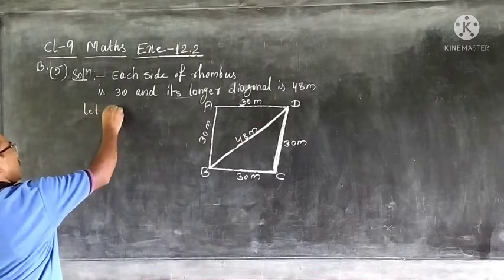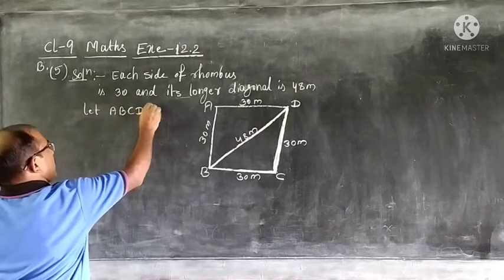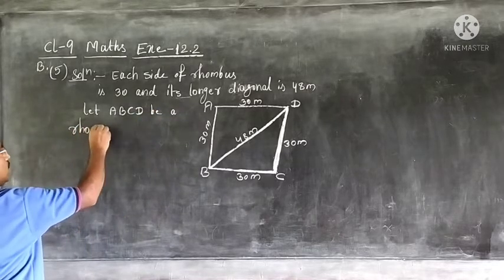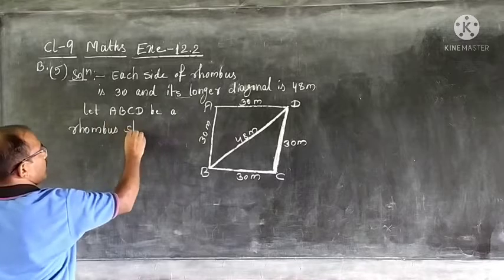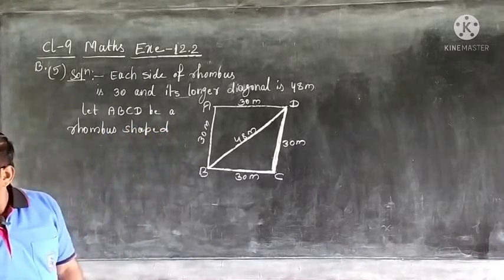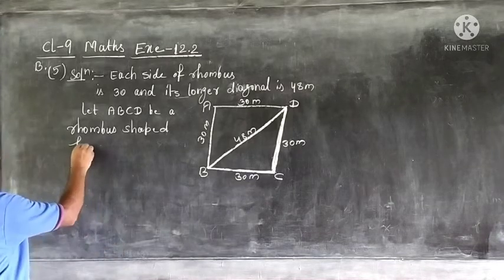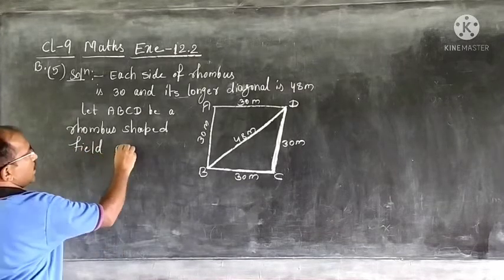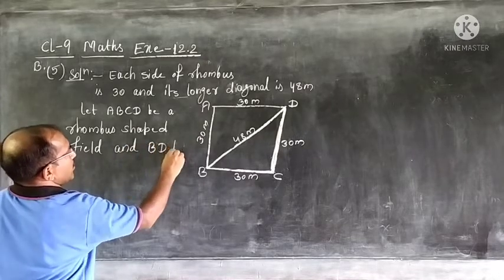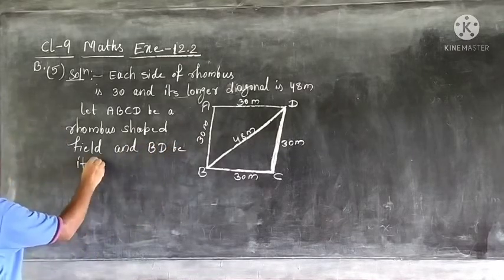Let ABCD be a rhombus shaped field. It is a field or ground, let us see, it is a field, shaped field, and BD be its longer diagonal.